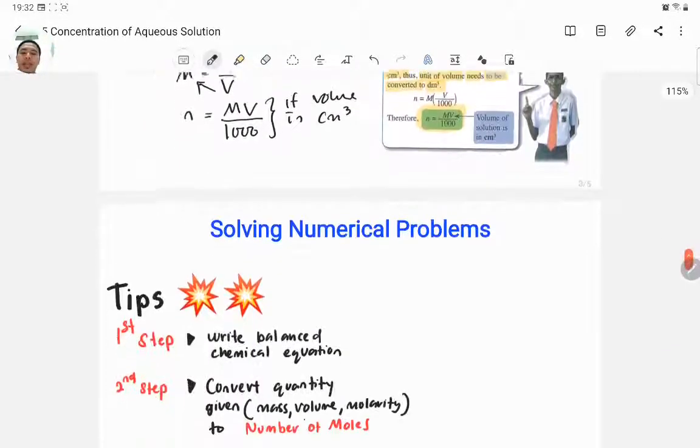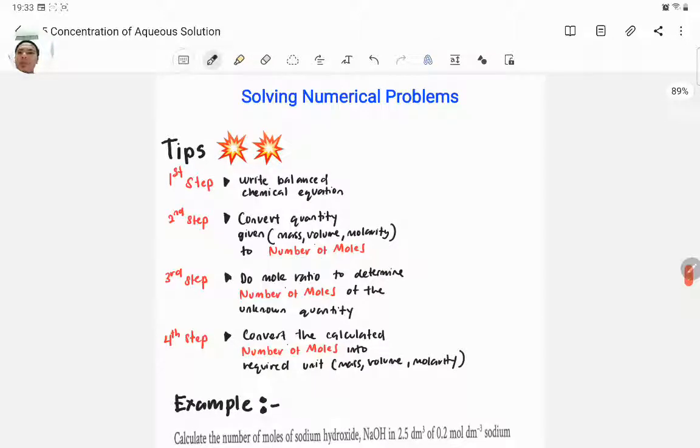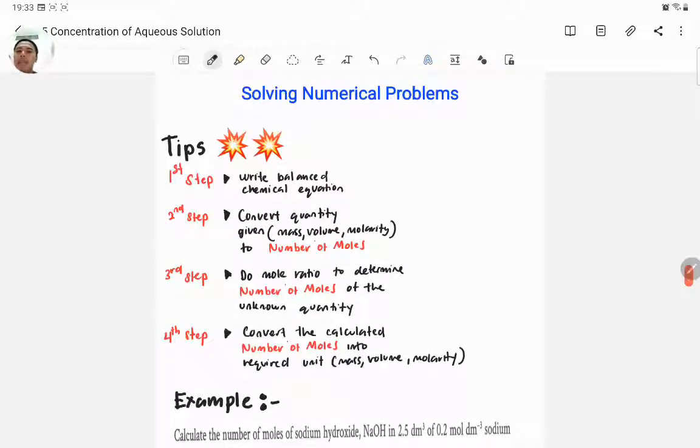Alright, so let's proceed with the last slide. We have solving numerical problems. This is very familiar for this chapter, and also chapter 3. I have some tips for you that you need to remember when solving numerical problems. The first step, please write a balanced chemical equation. This is the most critical part, which is to write the balanced chemical equation. The second step is convert quantity given to number of mole.